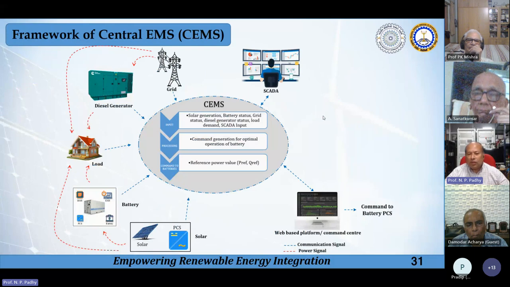So this is what we expect our central energy management system, the CMS, to look like. We'll be connecting to the grid, diesel generators, loads, and command to battery control centers. So with different time settings, we can simulate and instruct the batteries how much to charge and how much to discharge at given loading conditions.